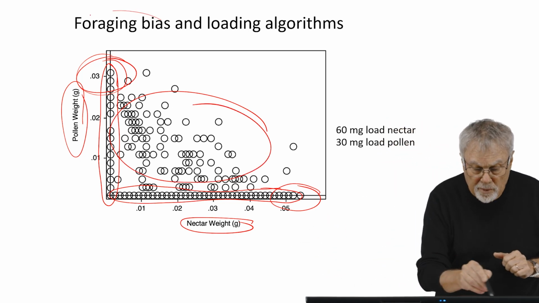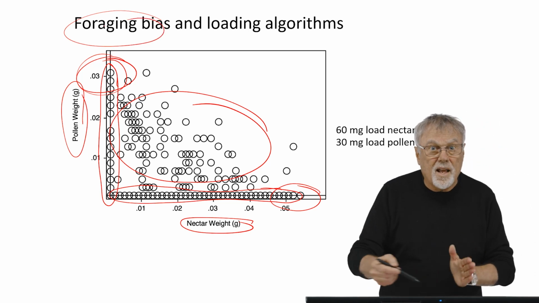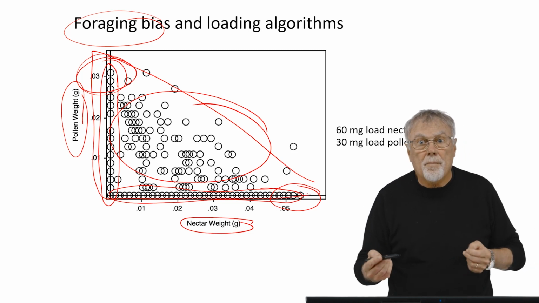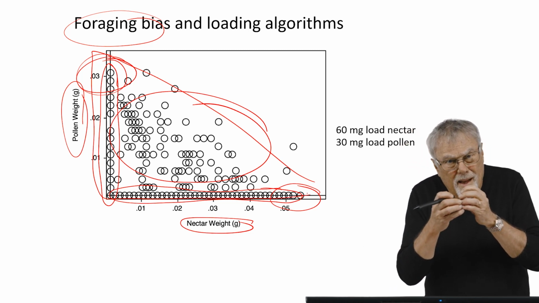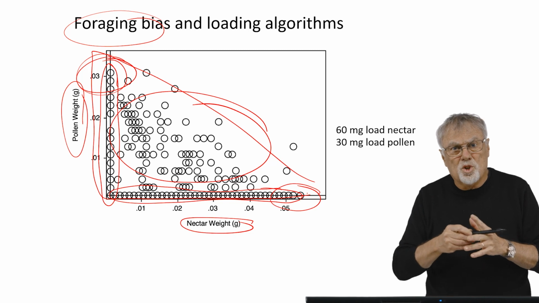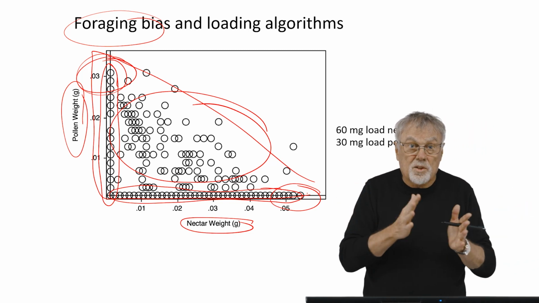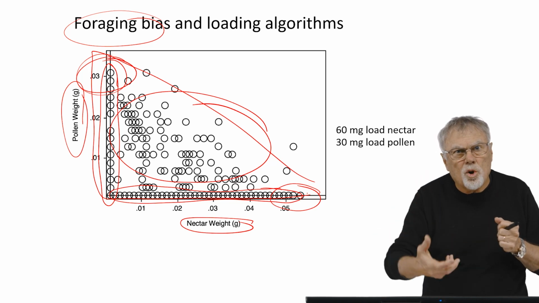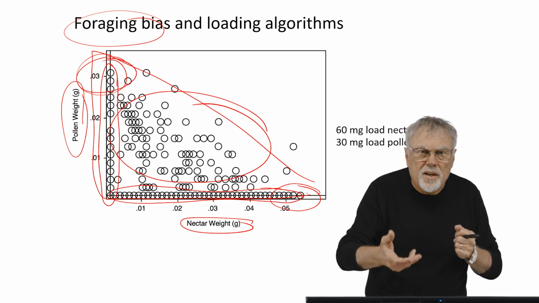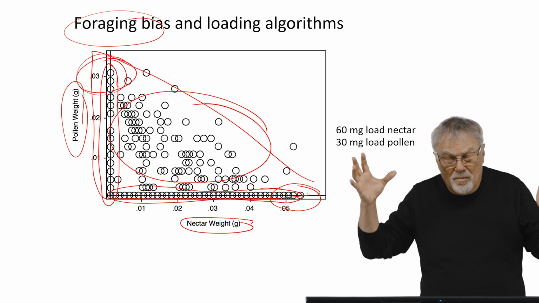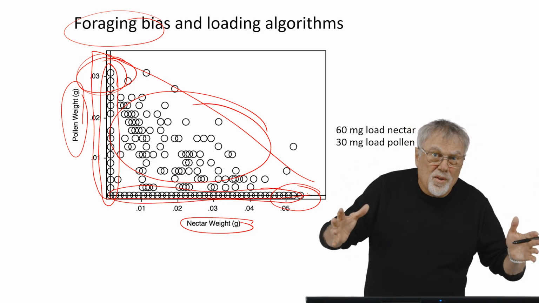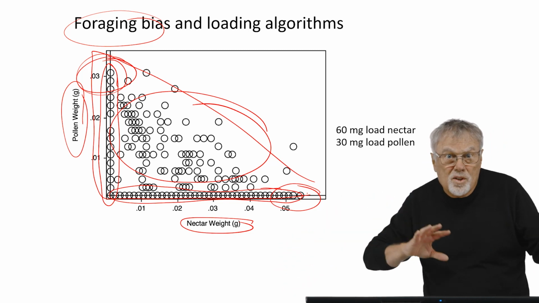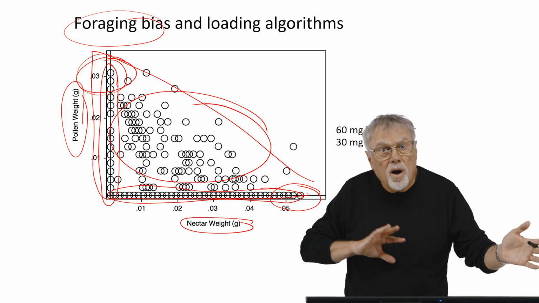Well, I call this a foraging bias. And the foraging bias can lie anywhere within this domain. So does this represent just pure chance of what the bees collected or whatever? Or does this reflect some kind of distinct loading algorithms that bees have when they leave the nest to go out and collect? They have some sort of set algorithms by which they're going to be collecting loads that have so much pollen and so much nectar, or only be pollen or nectar forage.